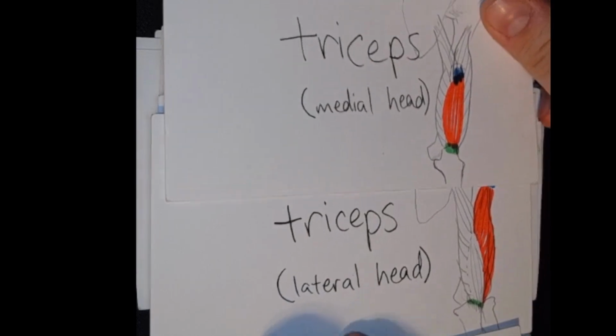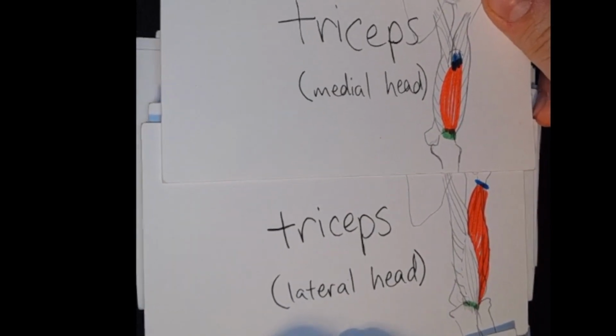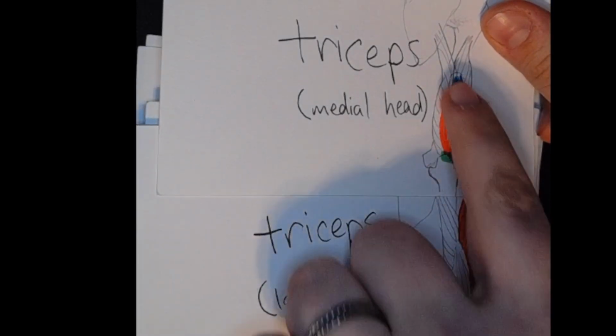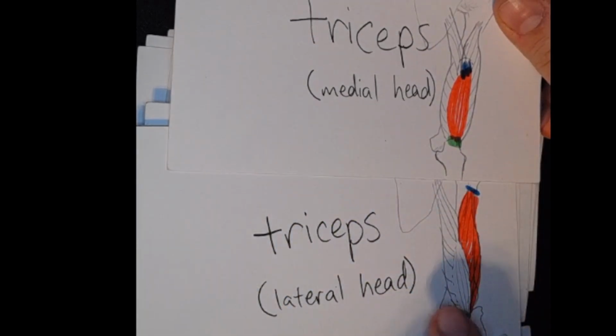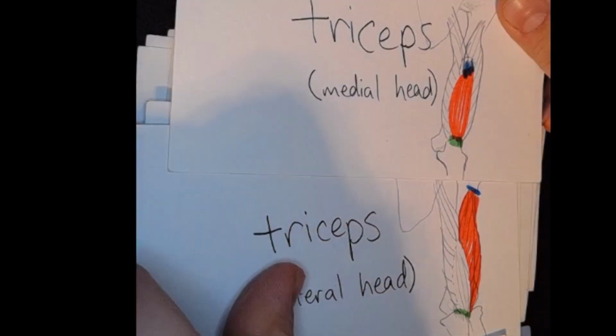Triceps, medial head and lateral head. Origin: posterior humerus. Insertion: olecranon process. Action: elbow extension. Innervation: radial nerve.